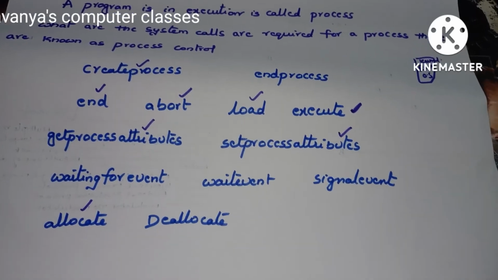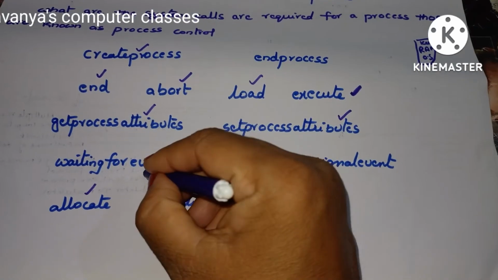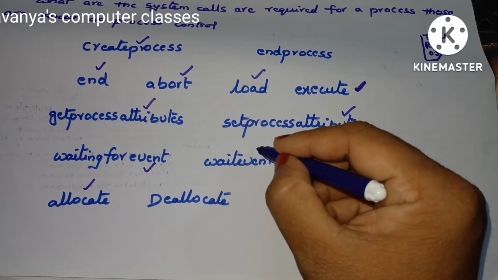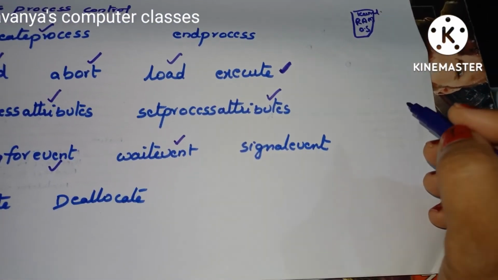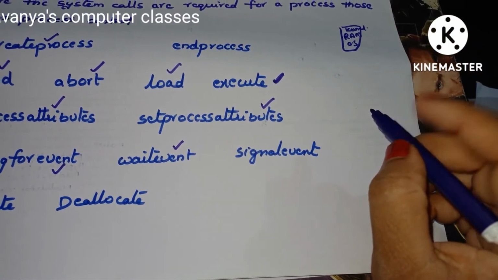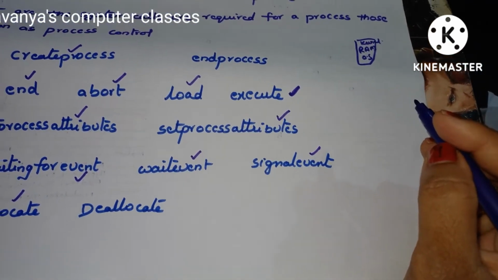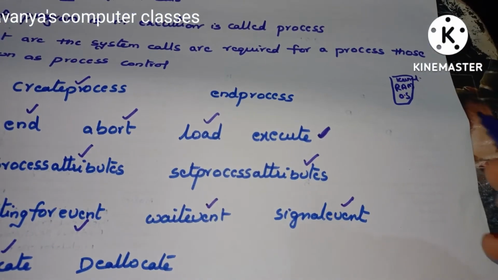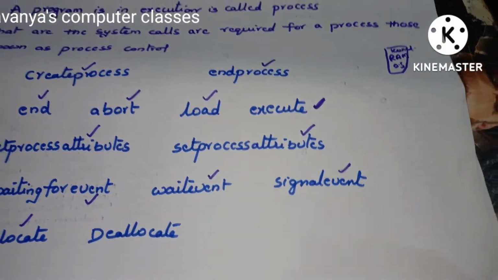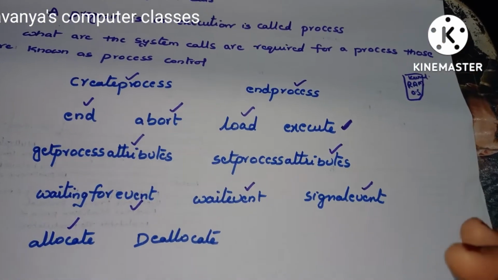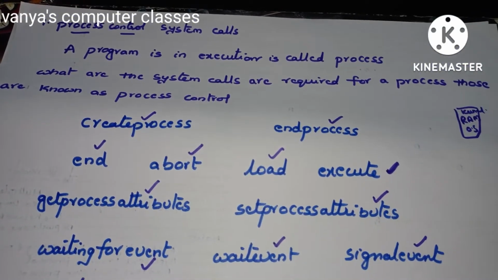Not all processes are executed immediately. Some processes are executed only for a particular event. So if a process is waiting for an event, we need one system call called wait event. Once the event occurs, the process is started automatically, and that is called signal event. Once the process is over, whether parent or child, we require one more system call called end process. Like this, many functions are available depending on the process. Those are called process control system calls.